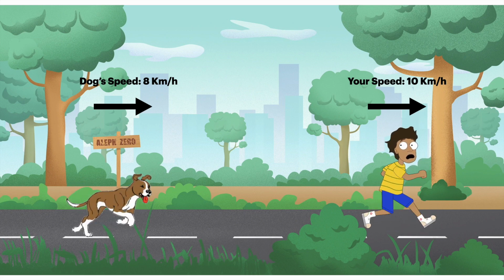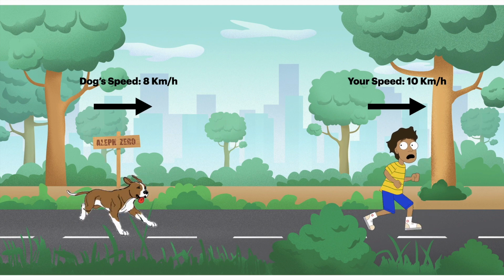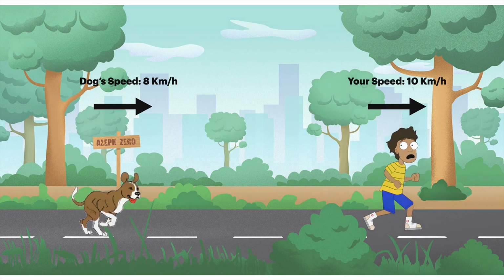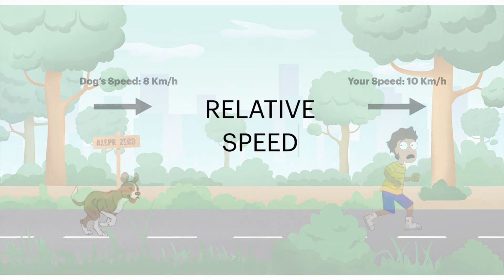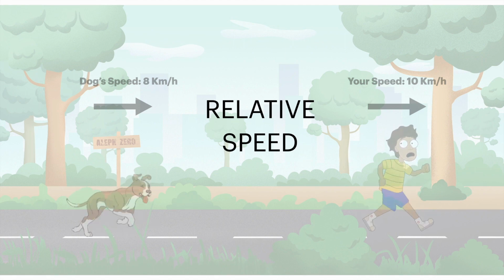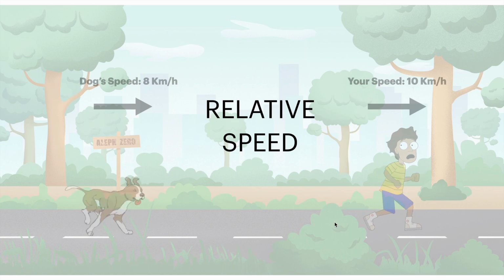Why is that so? It is because relative to you, the dog is moving away from you at 2 kilometers per hour. So what does this example tell us? This tells us that it is the relative speed between the dog and you that matters and not your individual speeds. Now let's get out of the earth and go to outer space.